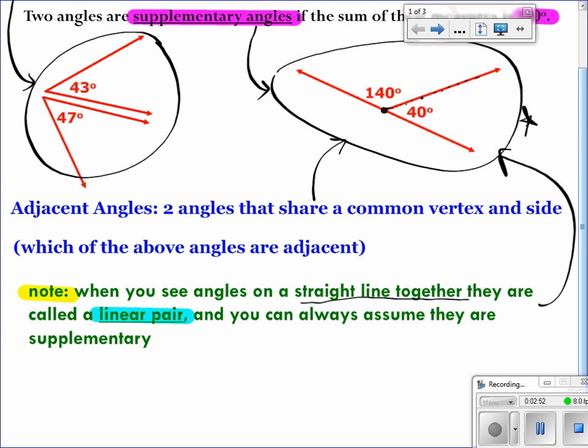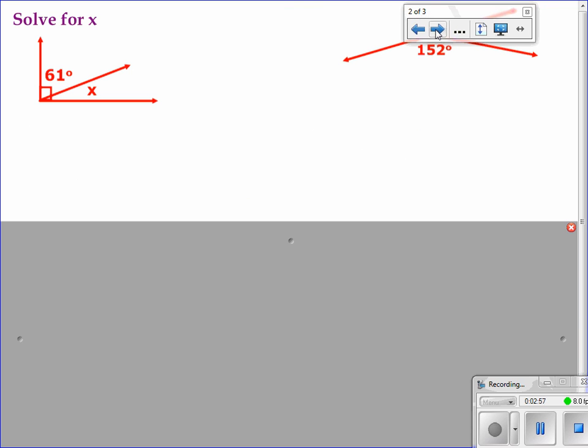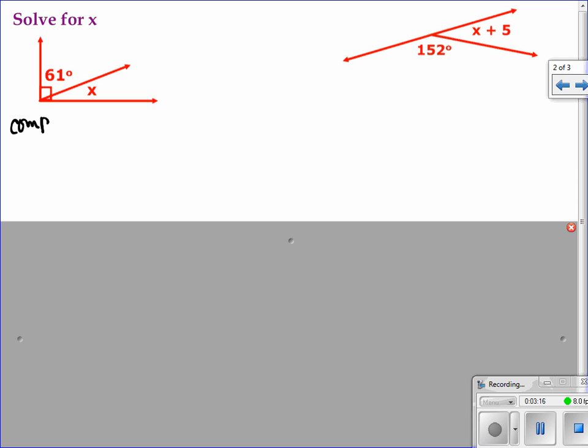Well, let's actually link some algebra to it then. So on the next page, we're going to solve for x. So we have the geometry here in the picture. We're going to change it to algebra using what we just learned on the previous page. What kind of angles are these together? What's the new vocab? Complementary. We're going to shorten it to comp, just to practice using those vocabulary words, so hopefully you won't forget them.